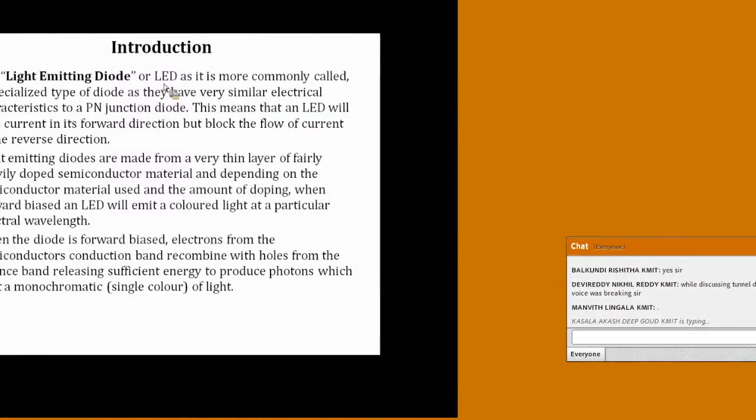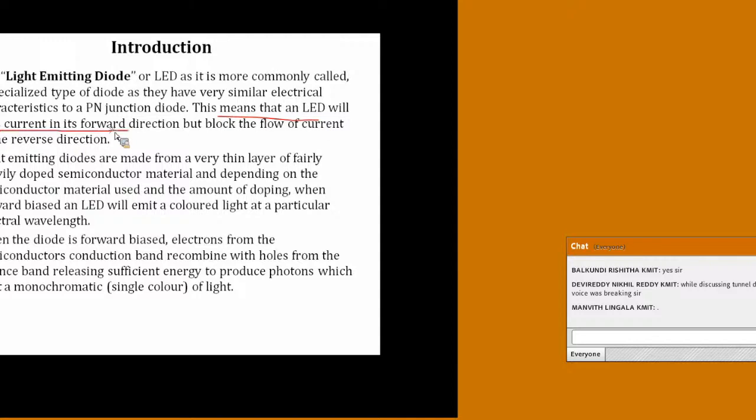And now we'll see the light emitting diode, or LED as it is more commonly called. It is a specialized type of diode as they have very similar electrical characteristics of a PN junction diode. This means an LED will pass current in its forward direction but blocks the current in the reverse direction. Now, what is the operation of this?